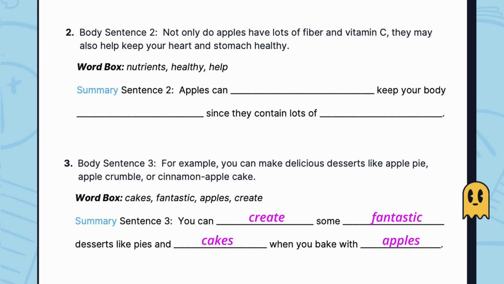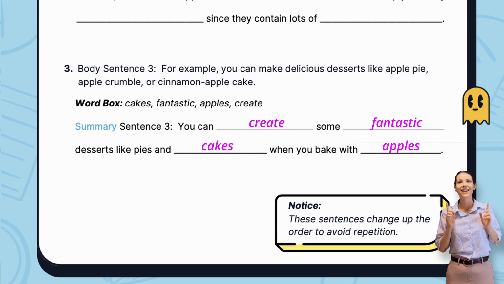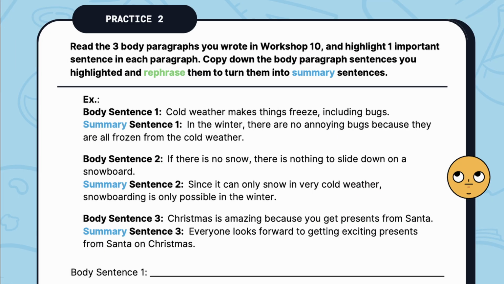Do you see how you take the sentences and change them to make the summary? Notice, these sentences change up the order to avoid repetition. Remember, we want our sentences to be similar but still different sentences. Let's move on to practice 2. Read the 3 body paragraphs you wrote in Workshop 10 and highlight one important sentence in each paragraph. Copy down the body paragraph sentences you highlighted and rephrase them to turn them into summary sentences.